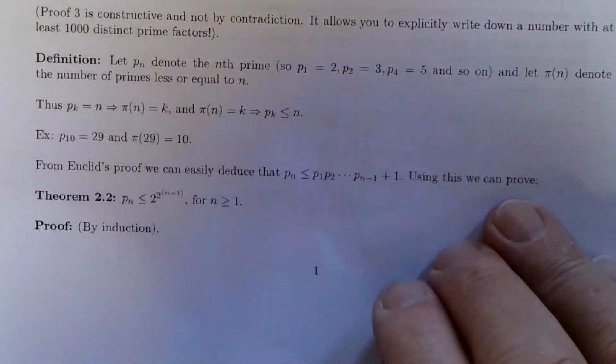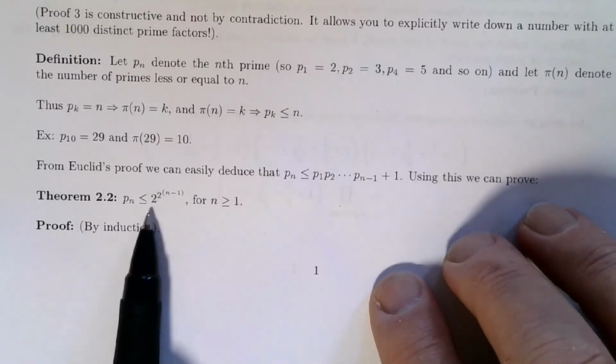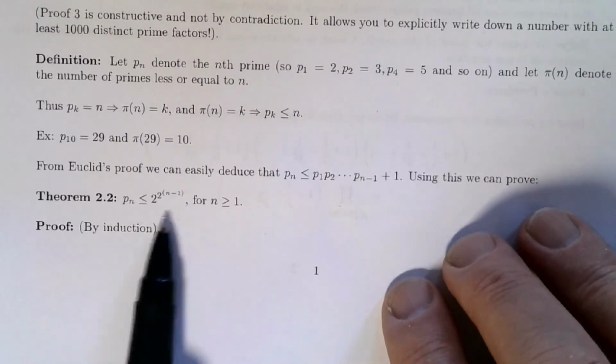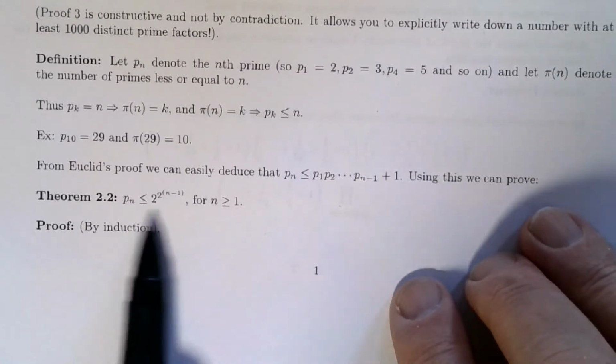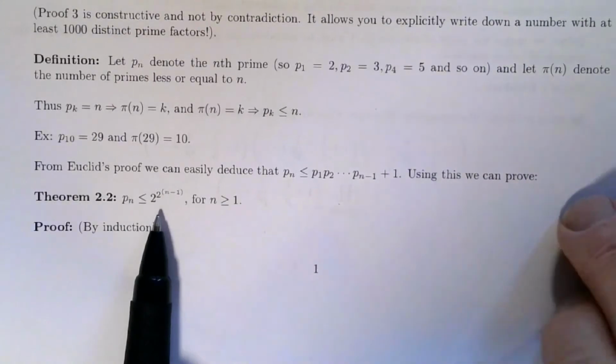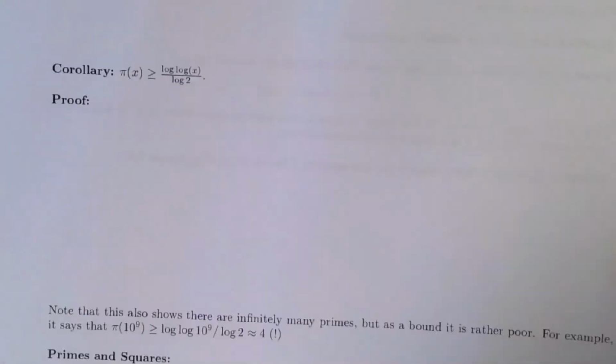So that gets us this little inequality here, but it's pretty weak because these numbers grow very, very quickly, much bigger than the primes do. But at least it gives us something. It gives us an upper bound on the nth prime, and from that we can see what else we can deduce.